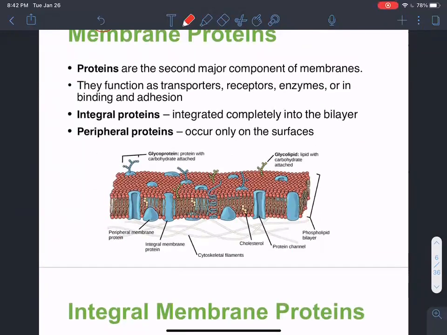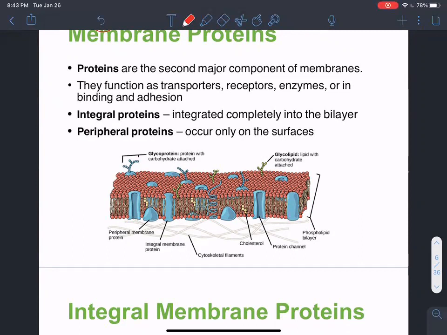Okay. So membrane proteins, these can get pretty complex, but we're going to keep it simple. Proteins are going to be the second major component of this membrane. They're located all through it, on top of it, inside it, everything. They function as transporters, receptors, enzymes. Remember, enzymes help speed up reactions, or act as a catalyst of some kind, or they can be used in binding and adhesion to other proteins, other molecules that they need to grab onto. So let's talk about the different types.